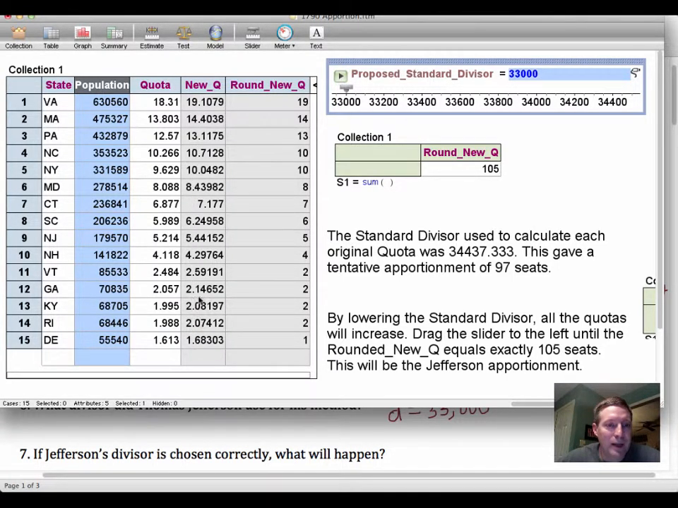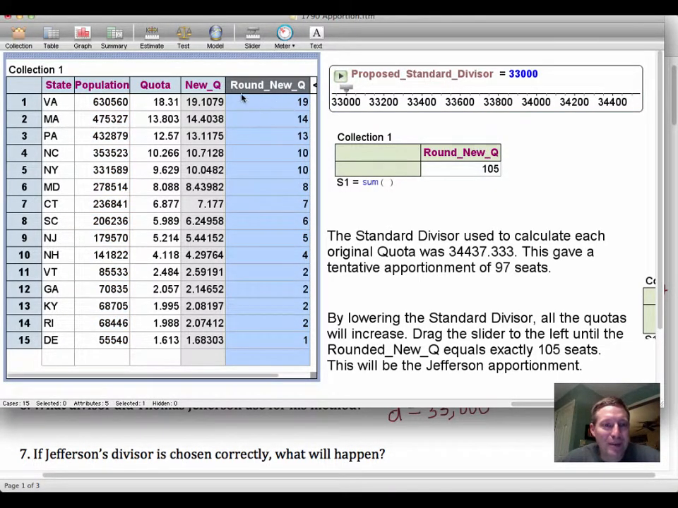And now if you round down, 19, 14, 13, 10, 10, 8, 7. Now when you round down, look what the total is. It's exactly the number that we needed. And look who got an extra seat that didn't get one under the Hamilton method. Virginia got an extra seat.